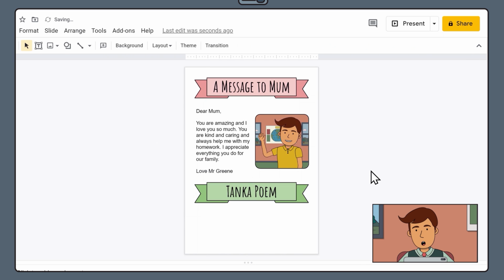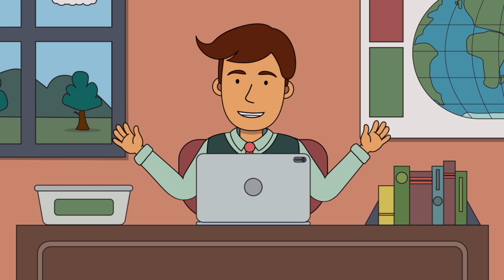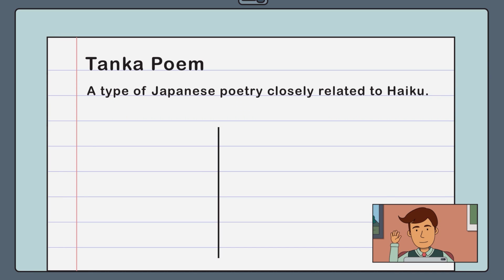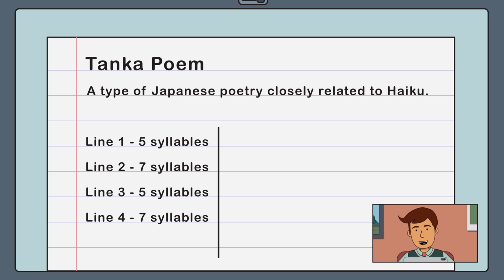In this section, we are going to write Mum a Tanka poem, a type of Japanese poetry closely related to haiku. A Tanka poem has 5 lines, each with a specific number of syllables. Line 1 has 5 syllables. Line 2 has 7 syllables. Line 3 has 5 syllables. Line 4 has 7 syllables. And line 5 also has 7 syllables.